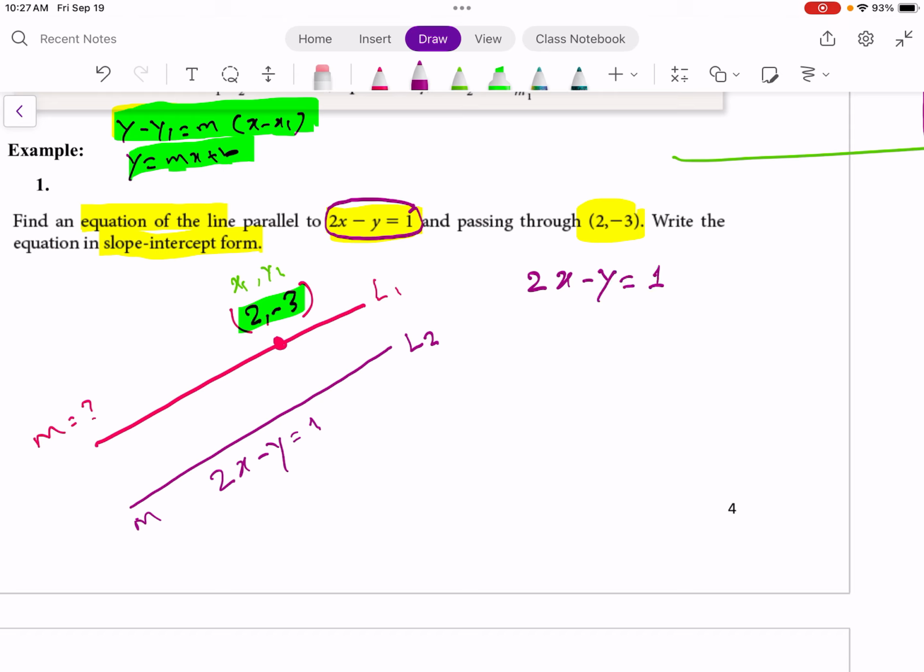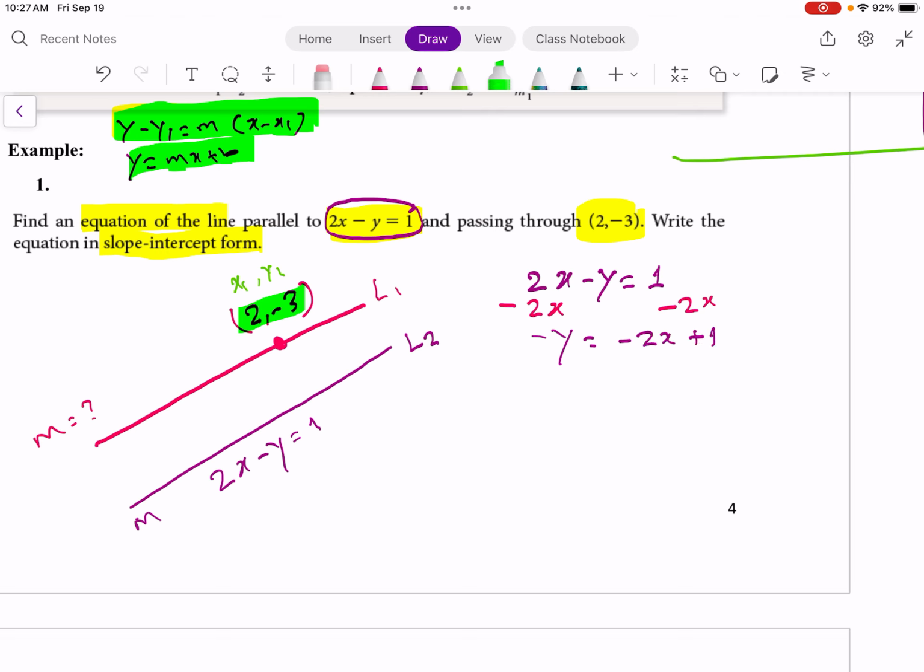In order to find the slope of a line, we always rewrite the line in slope intercept form. Writing in slope intercept form means we are solving for y. Now let's solve this equation for y. Solving means we make y by itself. For that we subtract 2x on both sides. So we have -y equals -2x plus 1.